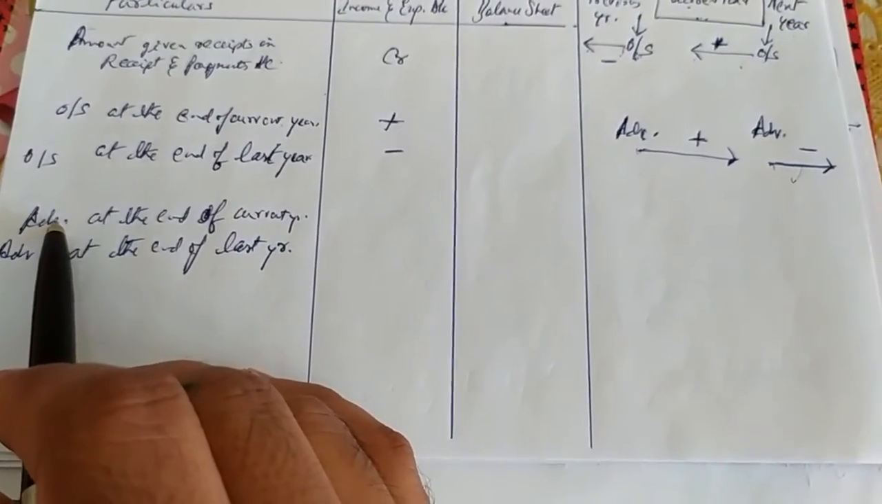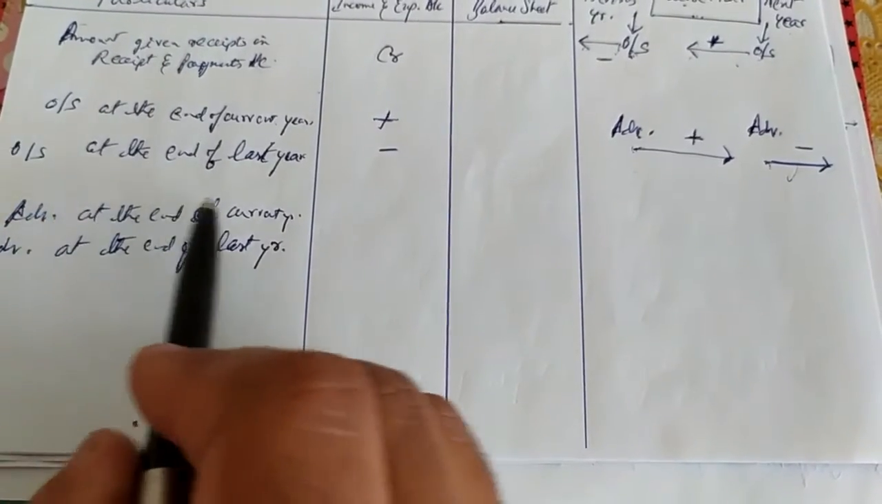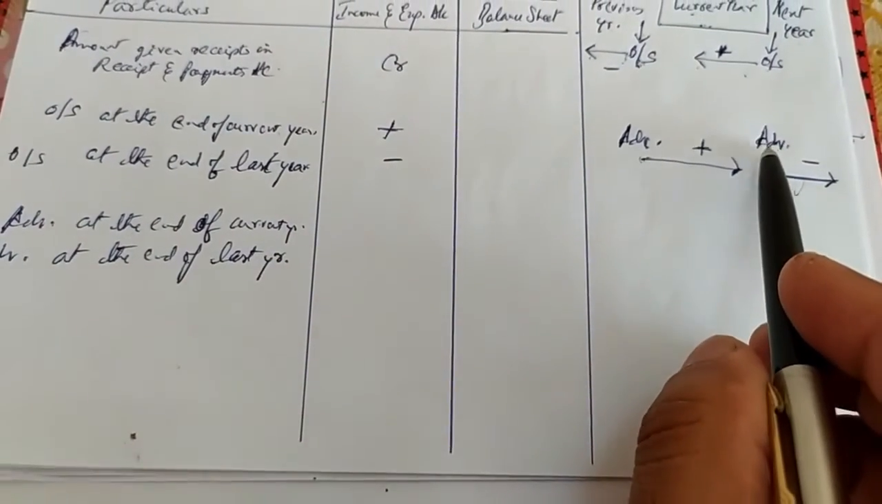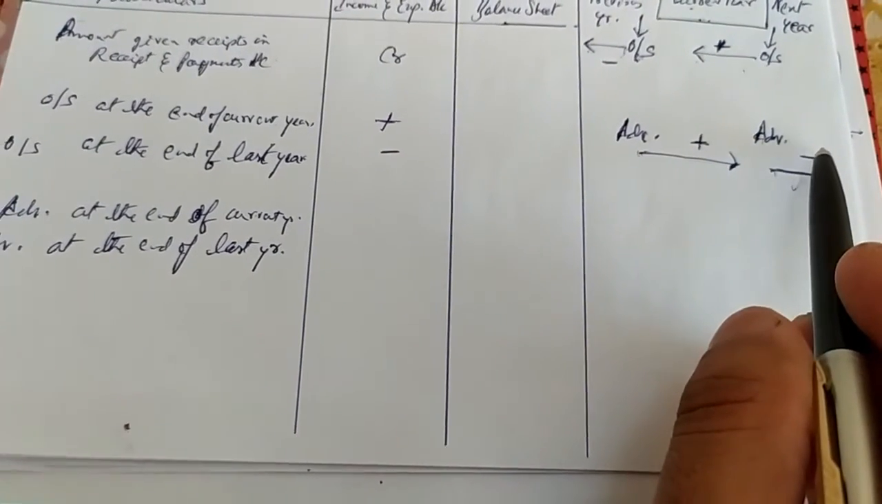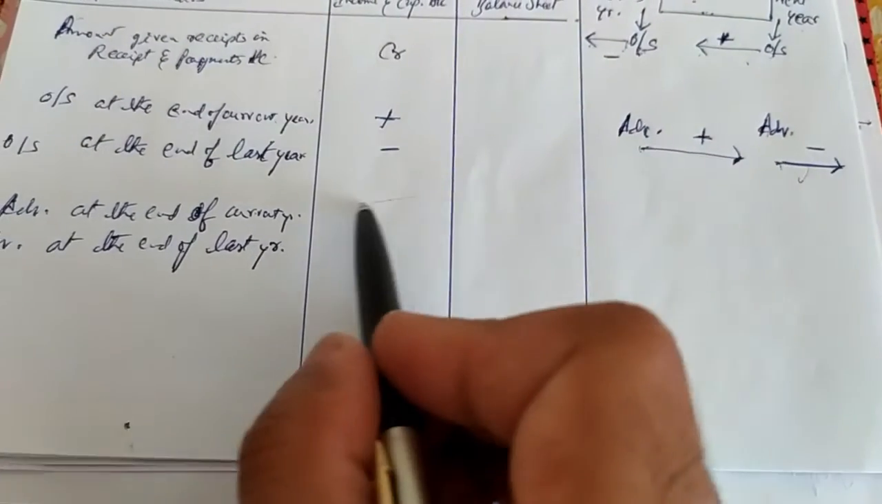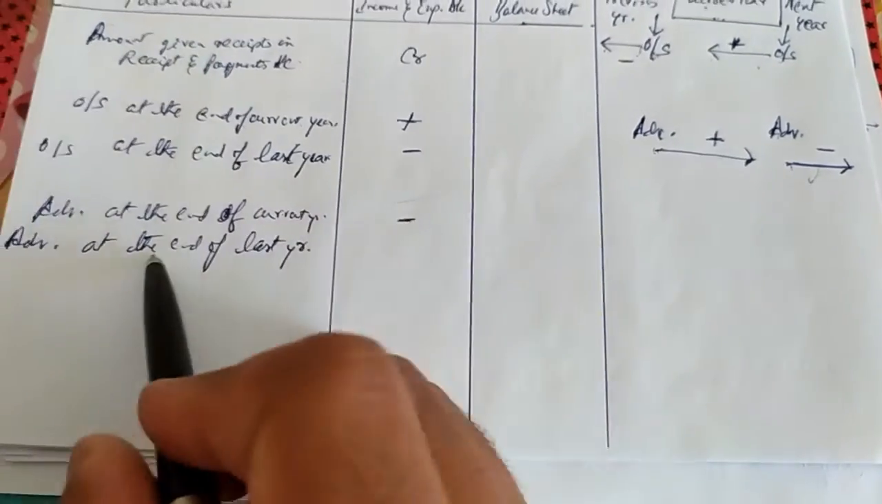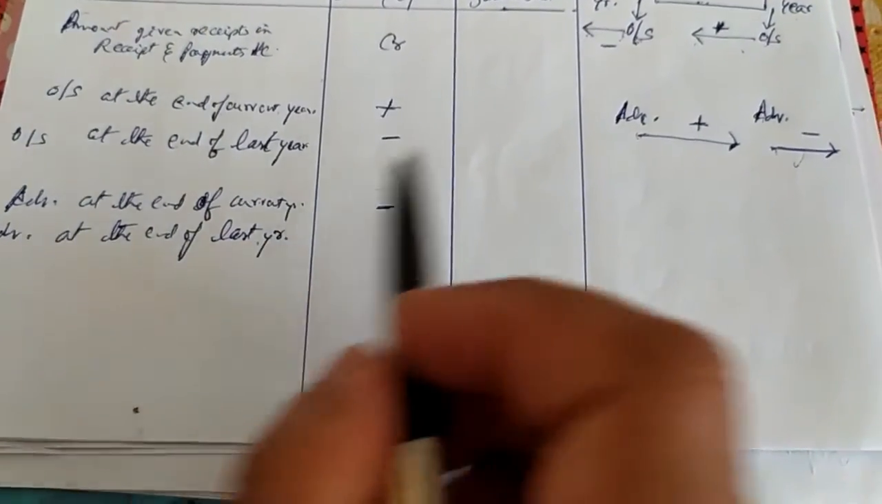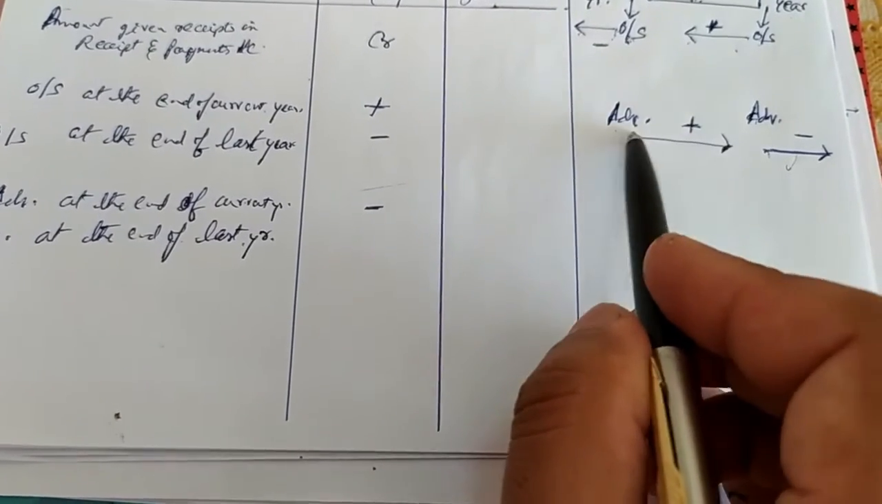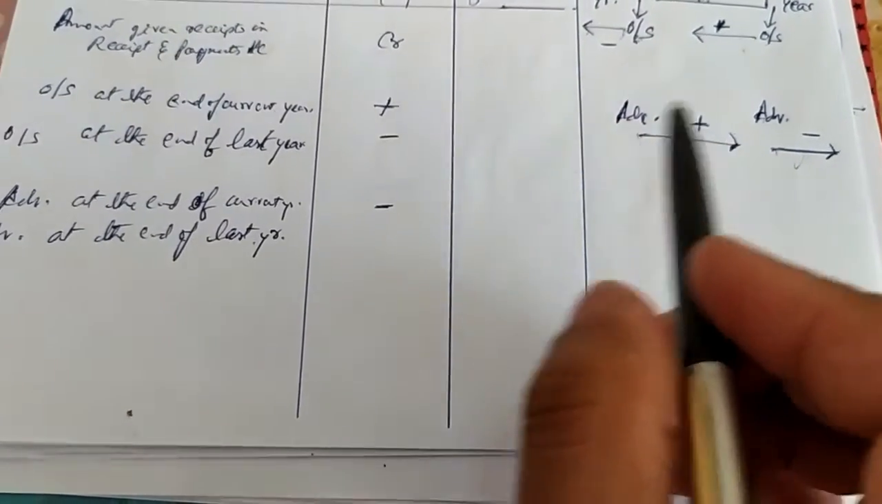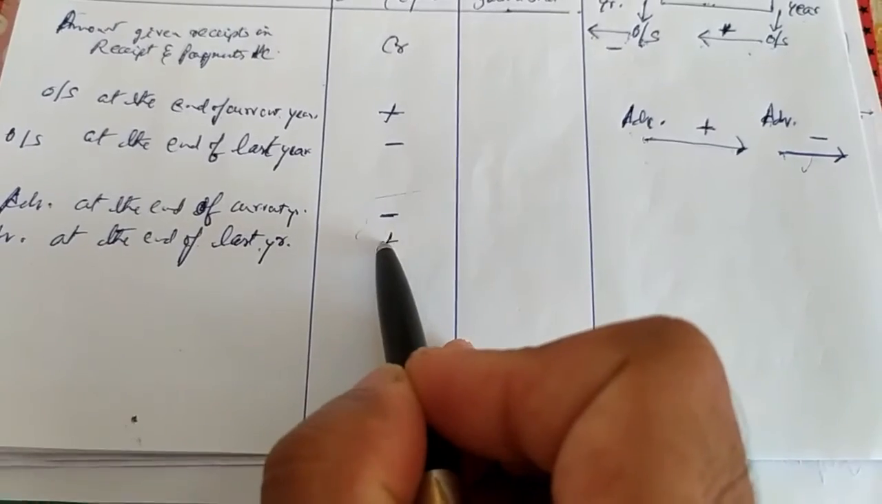Whereas for advance at the end of the current year, for the current year end is here, so this advance at the end of current year is meant for the next year, so it should not be added, this will be subtracted. Whereas advance at the end of the last year, which is here, this amount will be in relation to the current year, so it should be added.